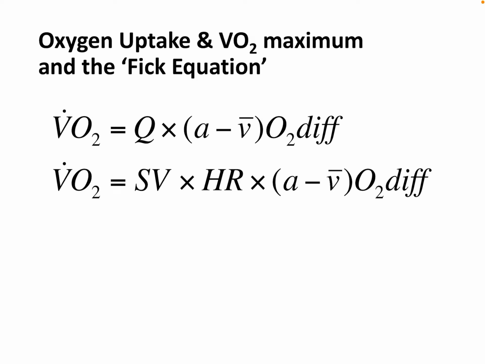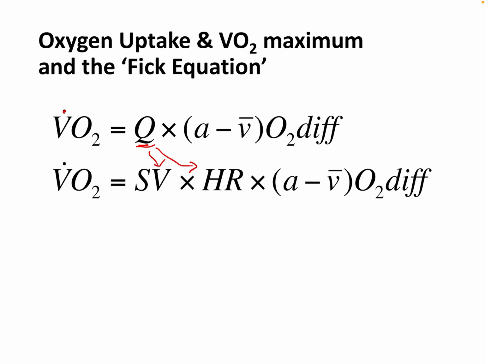Our third video for chapter 12, we're going to begin with our Fick equation. And you've heard the term VO2 max several times in the course so far. I want to take some time to discuss the actual equation that's associated with VO2 max. VO2 is expressed with a V, and we've got a dot above it there. And Q, as you remember, is our cardiac output, and that's determined by stroke volume times heart rate.